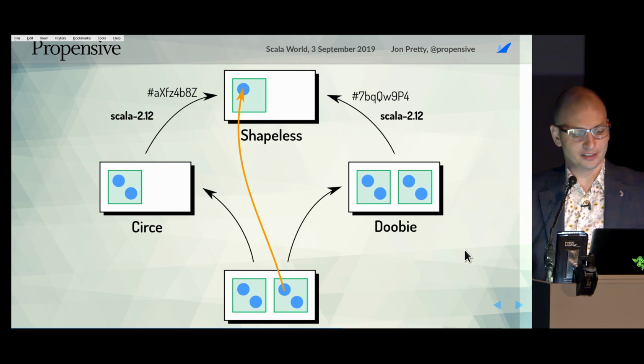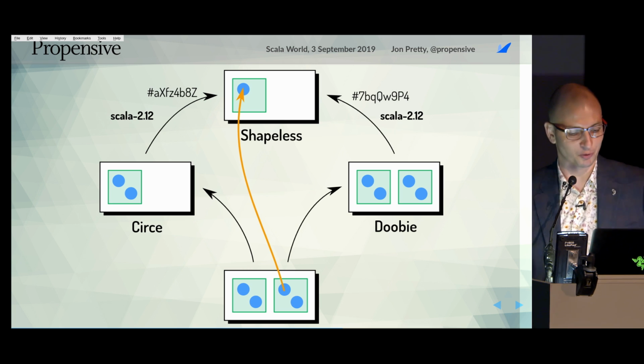Now, does anyone know what this represents? Dependency conflict. A dependency conflict, diamond dependencies. Though I've drawn the arrows this way because rather than a diamond, it looks a little bit more like a mushroom cloud, which I think is more appropriate.